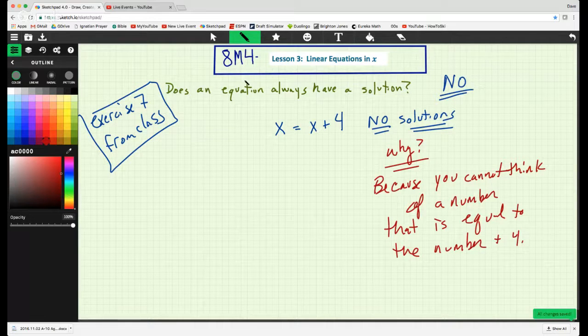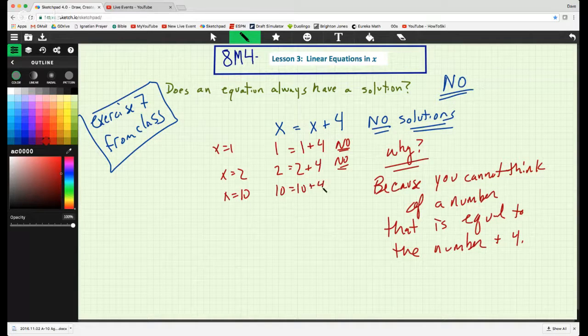Okay? So if I started here on the left and I said, well, let's try x equals 1. On the left I'd have 1, and on the right I would have 1 plus 4. Well, 1 never equals 1 plus 4 because 1 does not equal 5. Well, let's try x equals 2. Does 2 equal 2 plus 4? No. What if I tried 10, a bigger number, because I want to get closer to it? x equals 10. Does 10 equal 10 plus 4?